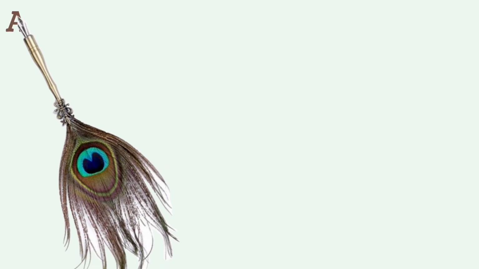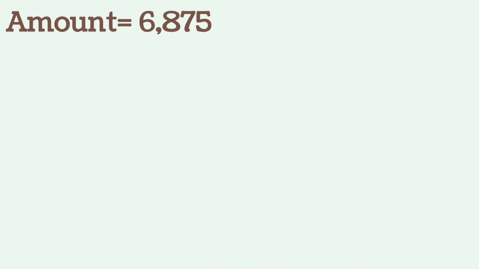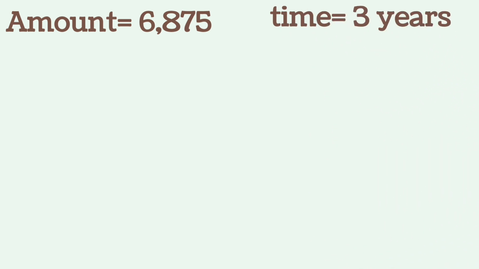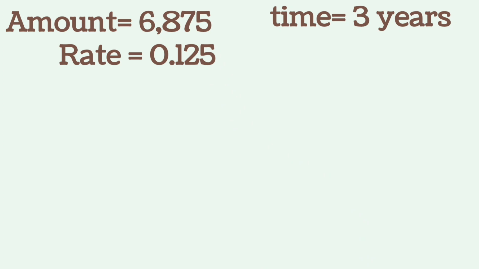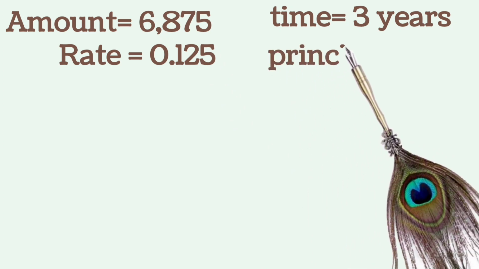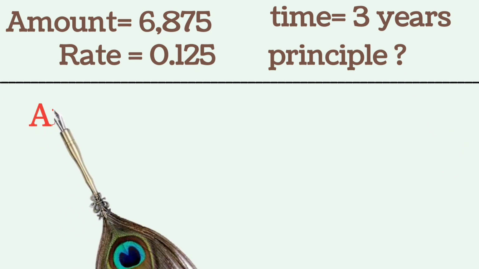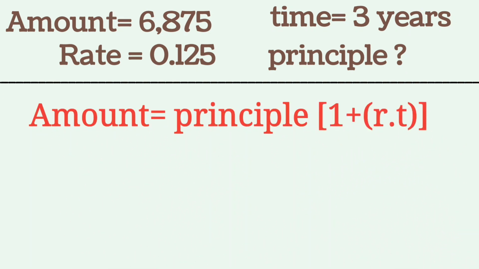Now let's move to the second part of question number 4, where the amount is 6,875, time is given as 3 years, and the rate, which we have already found in the previous slide, is 0.125. We are required to find the principal. For this, we use the formula amount is equal to principal into 1 plus R into T.